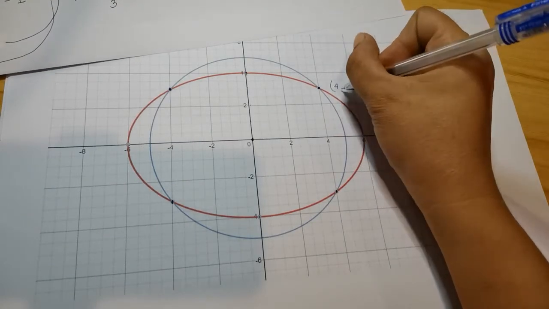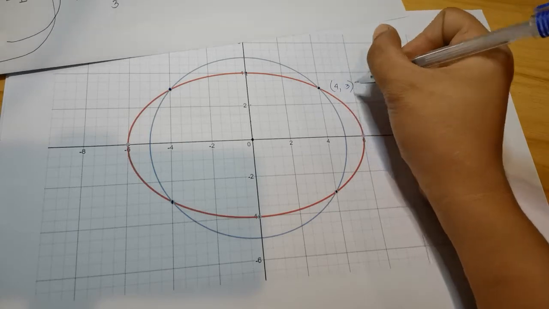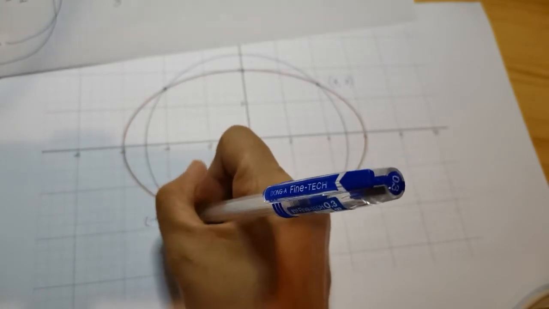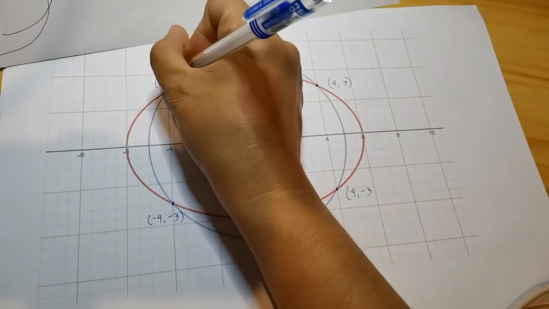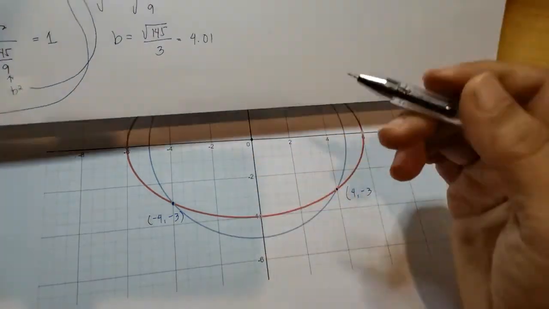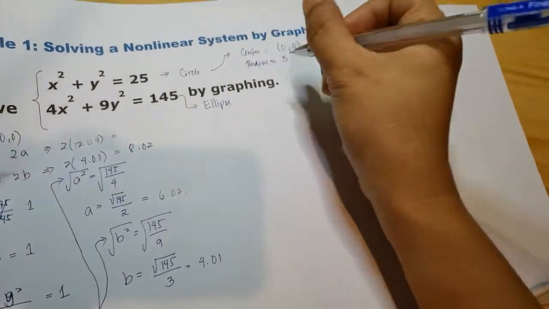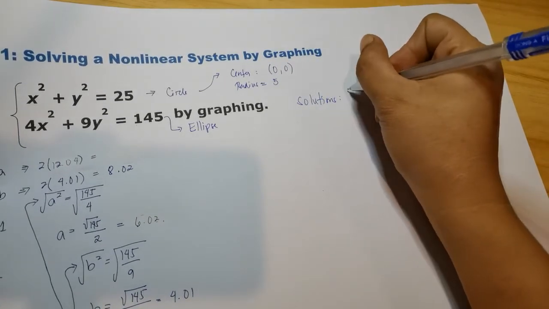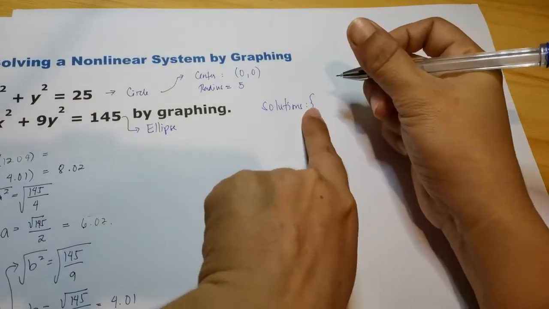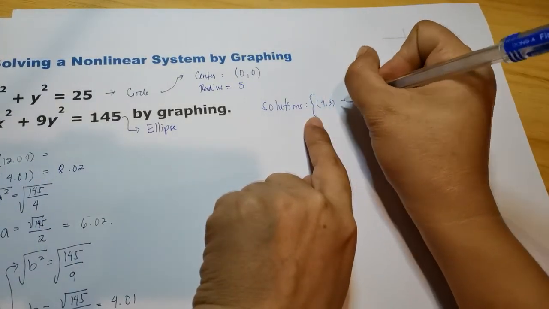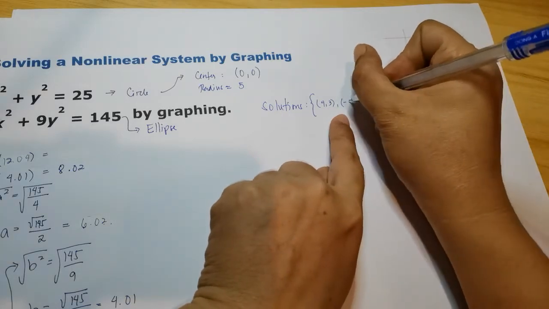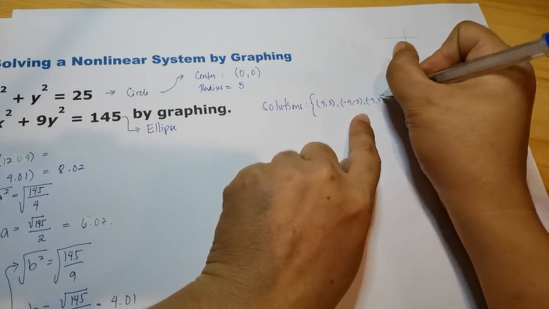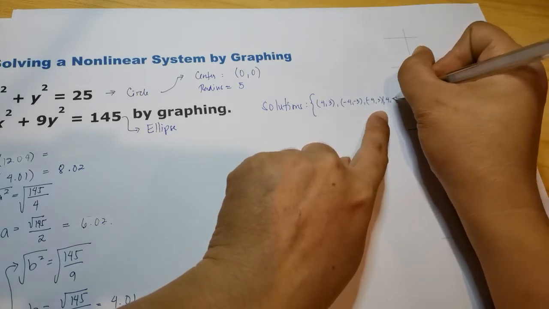The coordinates of this are 4 and 3. And then we have here 4 and negative 3. And then we have here negative 4 and negative 3. And then we have there negative 4 and 3. So, we have 4 solutions because we have 4 intersections. So, ang solutions natin ay, since set siya, enclose siya sa bracket. So, we have 4 and 3. You can write them in any order. So, negative 4 and negative 3. Then, we have negative 4 and positive 3. And 4 and negative 3.